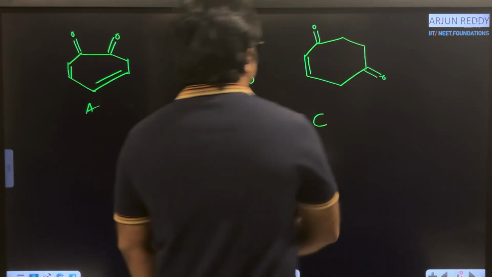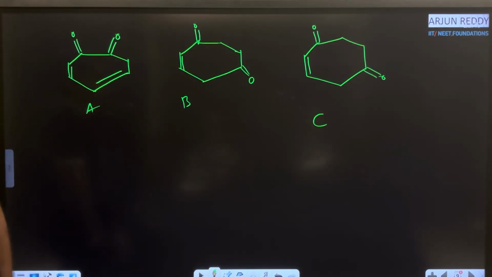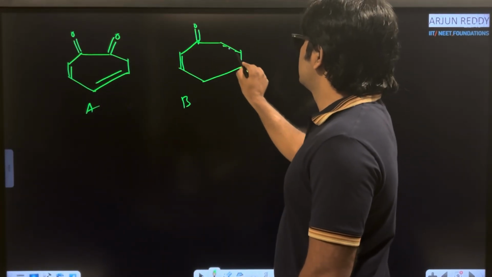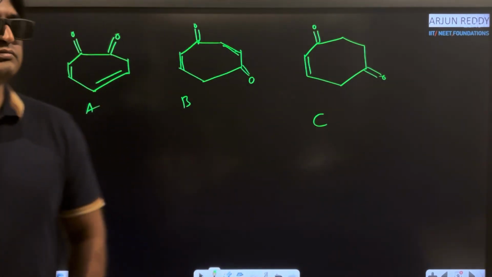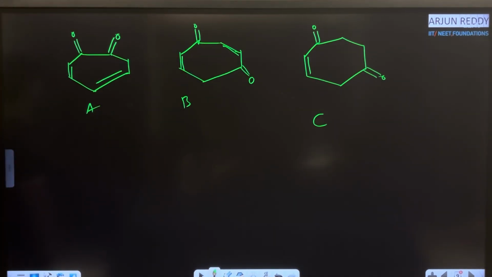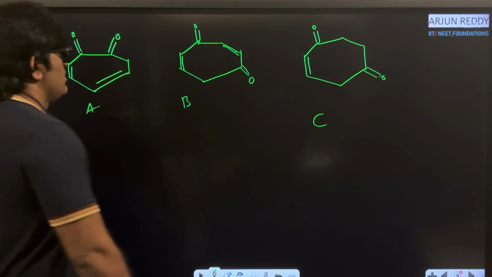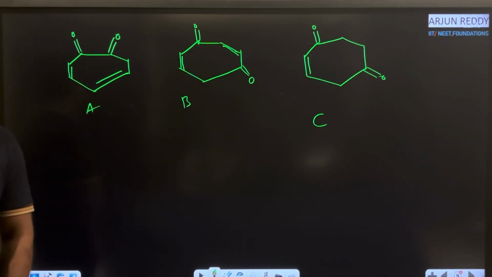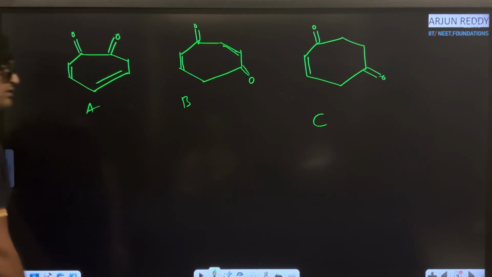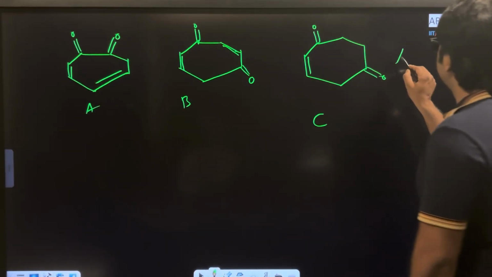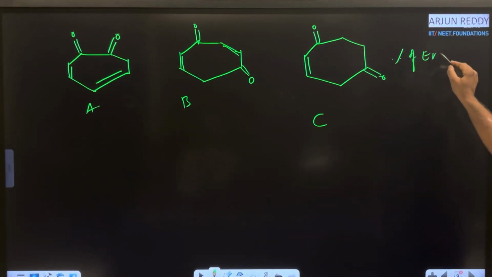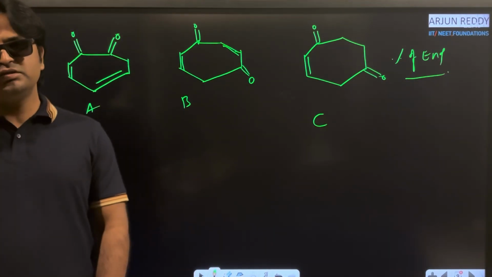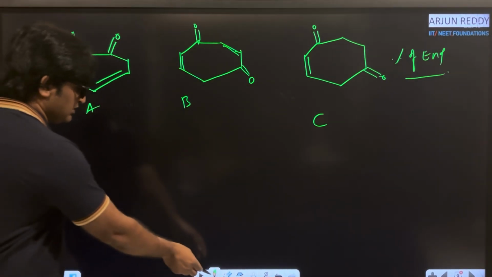These two molecules look like the same. Write the example. Compare percentage of enol. Percentage of enol. Three compounds are given, A, B, C. Which one is giving a high percentage of enol?